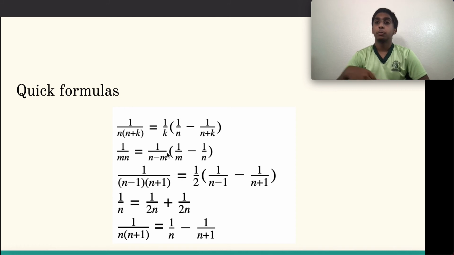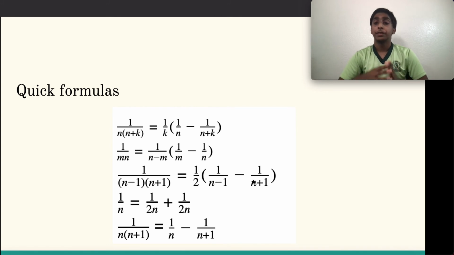If you have 1 over 12, you could split it up into 1 over 2 times 6, and then you can plug it into this formula and keep expanding it if you want to solve something. Similarly, here we have 1 over (n minus 1)(n plus 1), which is the difference of squares, is going to give us 1 half times (1 over n minus 1 minus 1 over n plus 1).